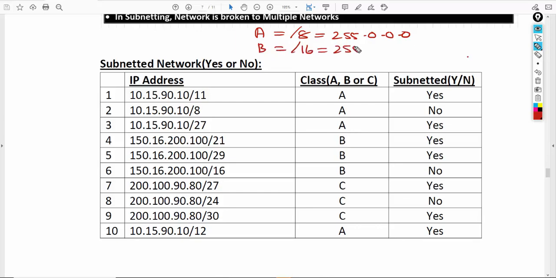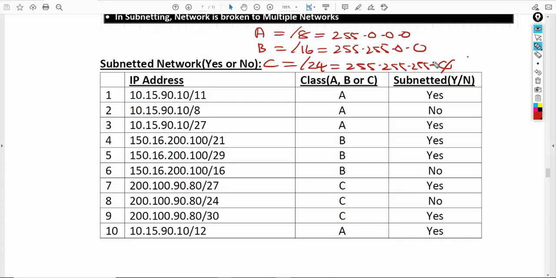For class B, the default subnet mask is /16. It is 255.255.0.0. For class C, the default subnet mask is /24. It is 255.255.255.0. Guys, if you haven't watched my initial IP address introduction video, I strongly recommend you make sure you understand that one before you go through this particular subnetting video.